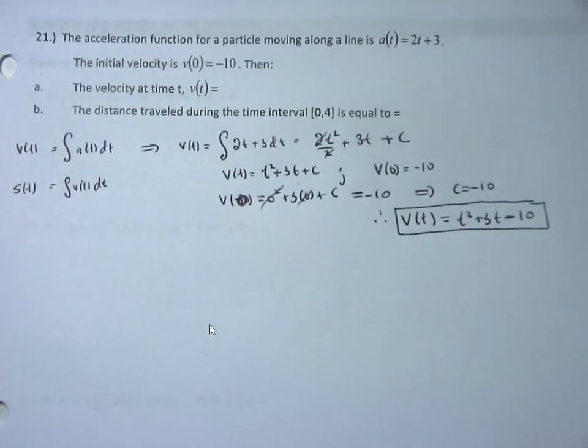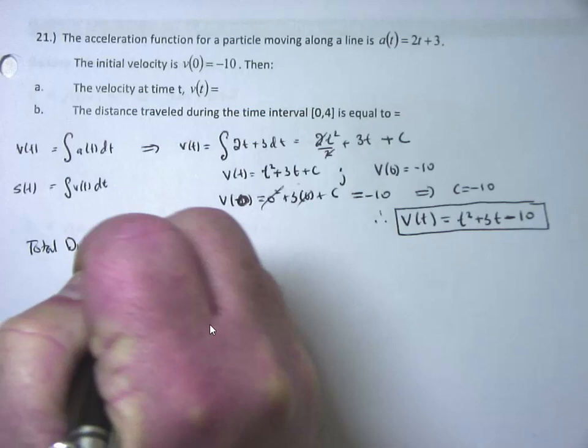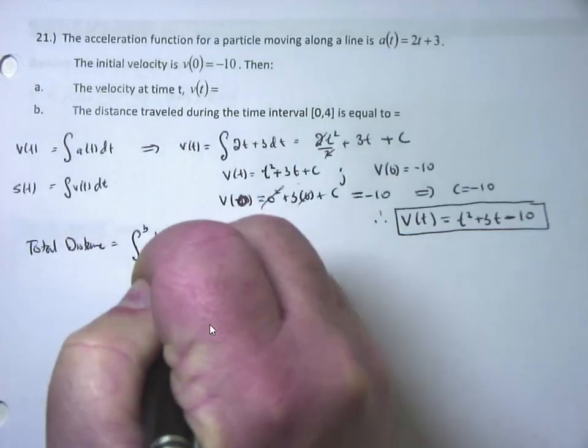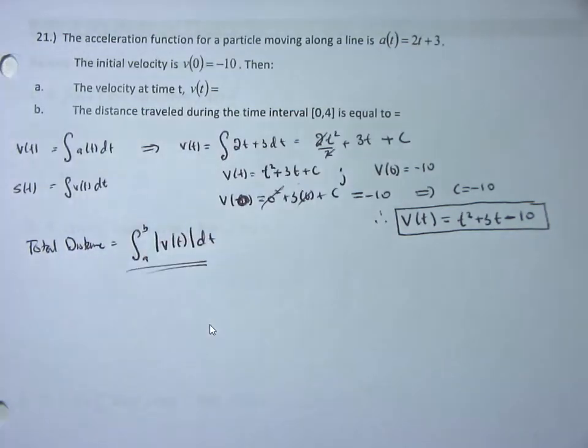But now, look at the next question. The distance traveled during the time interval between 0 and 4 seconds is equal to what? This is talking about total distance. If I use the word displacement, the formula is just integrate velocity over your bounds, and you want the negatives to cancel with the positives. But when they ask for total distance, total distance is equal to the integral from a to b of the absolute value of your velocity function. This was a formula we went over last time.